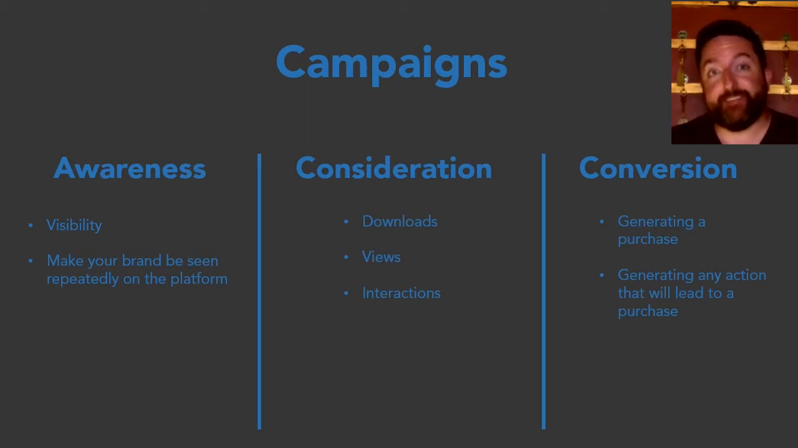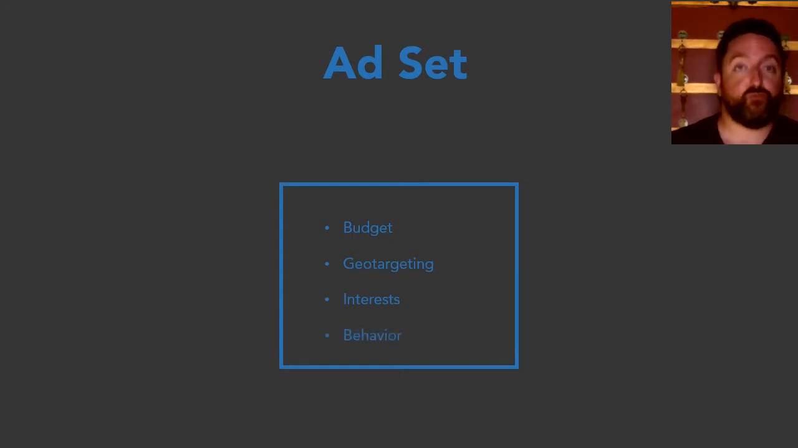So beneath the campaign level, you will have the ad set level. Basically, this is where you're going to be able to control your different settings. As an example, you're going to be able to control your budget, your geo-targeting, specific interests you want to target, specific behaviors. So it's really important to narrow your audience to find out basically who you want to target. And at the ad set level, this is where you're going to be able to control that.